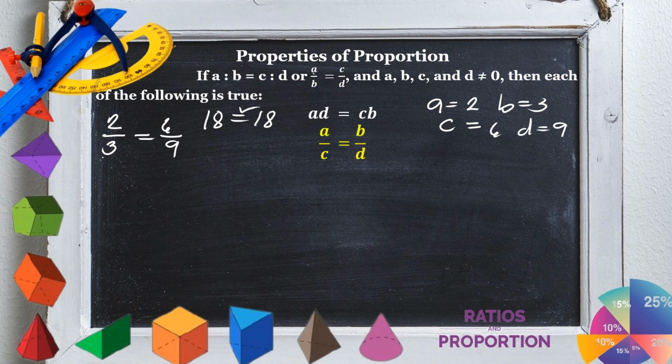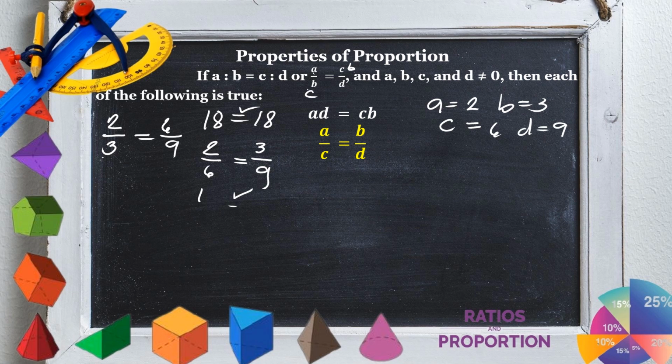Another one is A over C is equal to B over D. This one is the alternation property. Under the alternation property, we put C at the bottom, then we put B on top. Is it correct? Let's check. A over C means we have 2 over 6. Is it equal to 3 over 9? The lowest term of 2 over 6 is 1/3, and the lowest term of 3 over 9 is also 1/3. So the alternation property is also true.